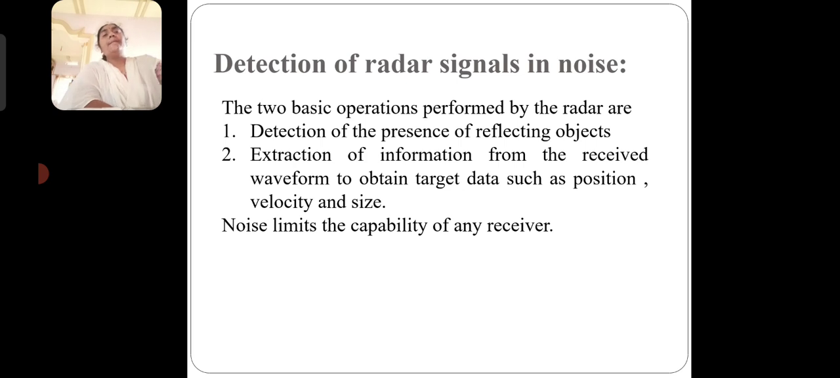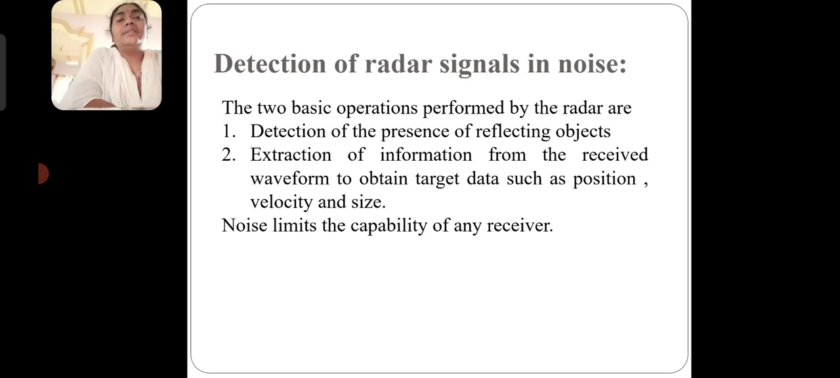Now we are going to see the detection of radar signal in noise. The two basic operations performed by radars are detection of the presence of a reflecting object, and extraction of information from the received waveform to obtain target data such as position, velocity and size. Noise limits the capability of any receiver. So what are the basic operations of the radar? First, it has to detect the presence of a reflecting object, and extract information from the received waveform to obtain target data such as position, velocity and size.